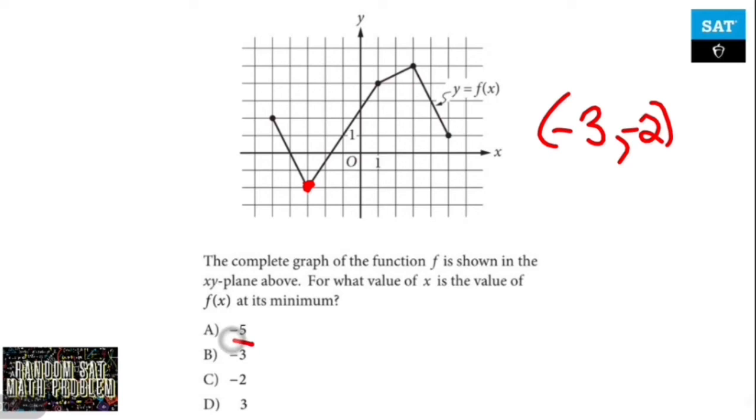Well, the x value is -3, and the y value, or the f of x value, is going to be -2. So I guess the trick behind this problem is they're expecting a lot of people to say that the answer is going to be -2 because, quote, the minimum is -2, which is true, but it happens at -3. So I guess be careful.